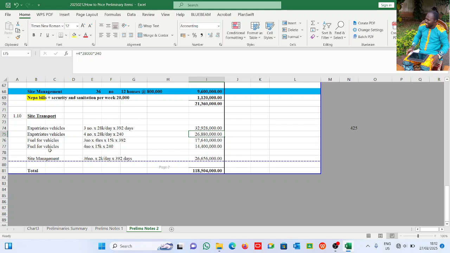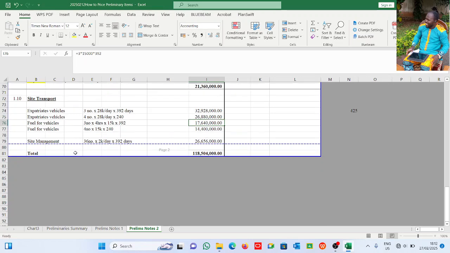All right, fuel for vehicles. This is for vehicles within the site. You see, there's a time here of 4 hours, maybe just within the site, going the length of the site and all that. So 3 vehicles, 4 hours, 15,000 naira. So we have 15,000 naira times 3 for 392 days. The same thing goes for this.